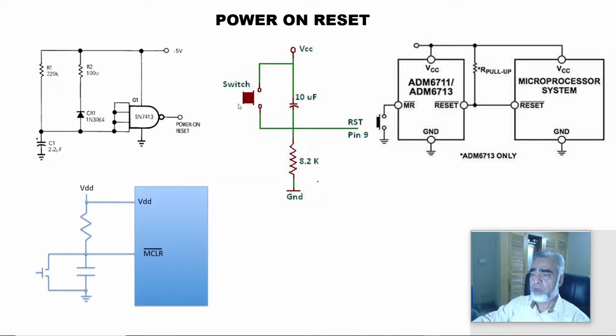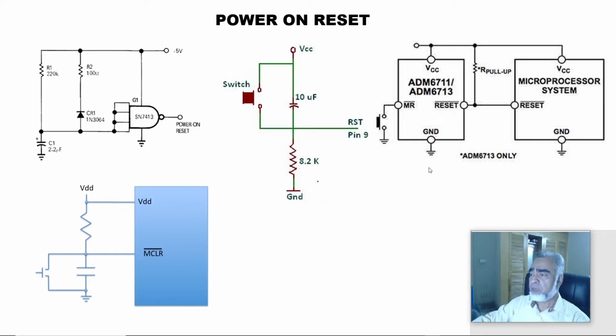It is for manual reset. Whenever we power on the circuit, this capacitor will be short circuited and the voltage will come across this 8.2K resistor, and a short duration reset pulse will be applied at pin number 9 of the 89C51 or 89C52 microcontroller. And whenever we press this switch, again pin number 9 will go high and the microcontroller will jump to the reset address, that is 0000H, because this device has a 16-bit address length.